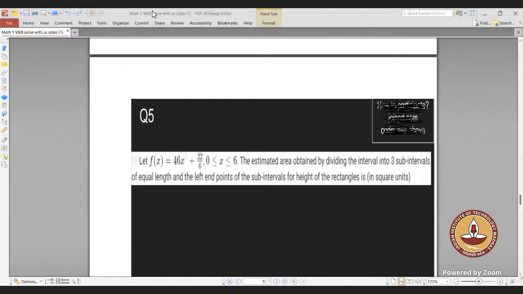Sir, can we solve this by integration? In this question, they are asking you to solve using this method. Yes, but the answer will be same, right? Actually, the integration answer will be slightly different from Riemann sum. If we are dividing it into infinitely small length, then we'll get it as integration. But here it is divided into 3 sub-intervals, so it might not match with the Riemann sum answer. Oh, okay, sir.